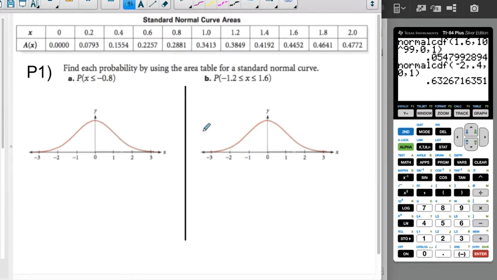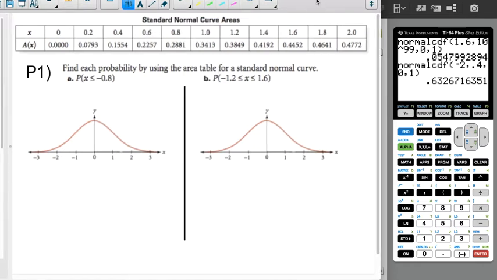All right, so let's try this again. We're going to try it with a different set. So you're going to go ahead and try and find, using the area, the probability for less than -0.8, and we can check this on our calculator in a sec, which would be sort of here, right? That's this section. You're going to find that probability, okay?